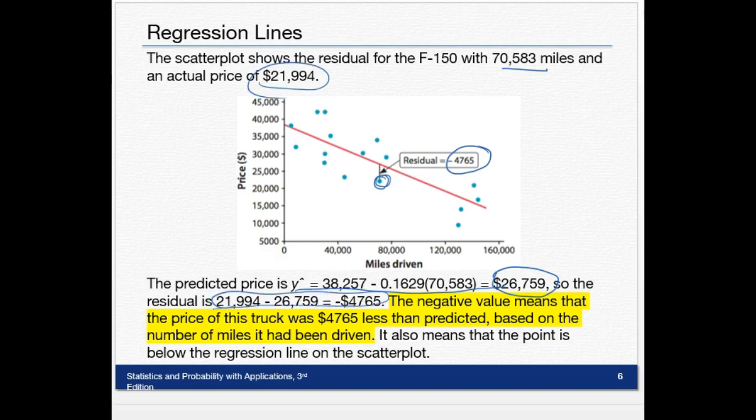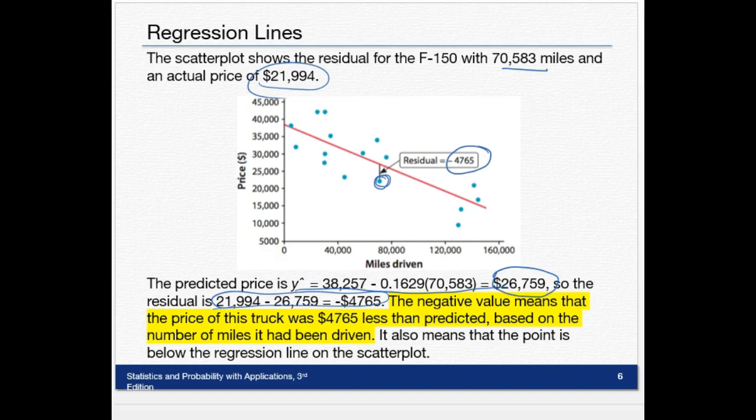So residuals can be negative. The negative value means that the price of the truck was $47.65 less than predicted, based on the number of miles that it had been driven. It also means that the point is below the regression line on the scatterplot. So think about it. If you came up with a positive residual, that point would be above the regression line, and it would be more than what's predicted. Okay, hopefully that makes sense. We'll talk some more about it in class.